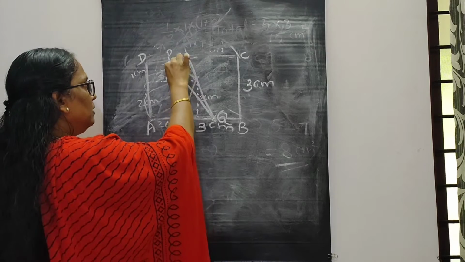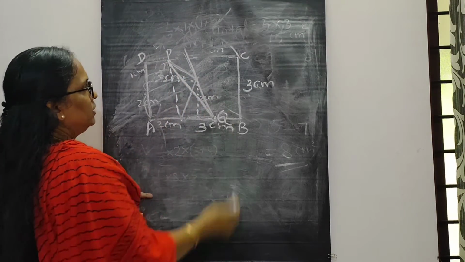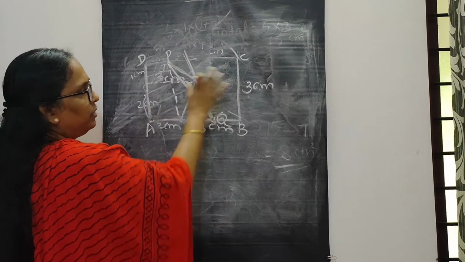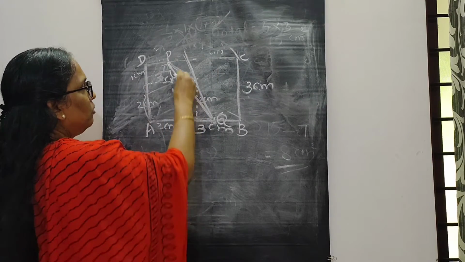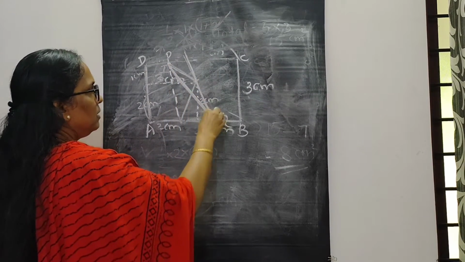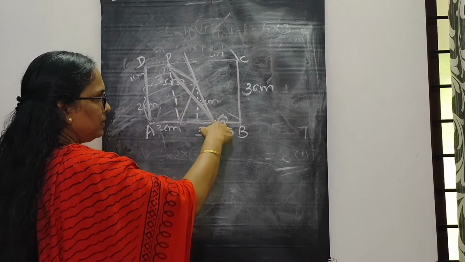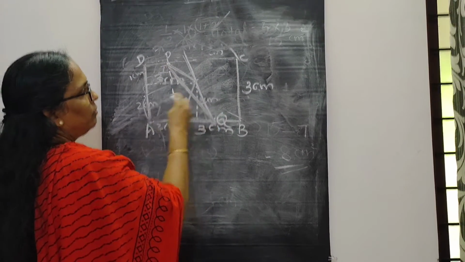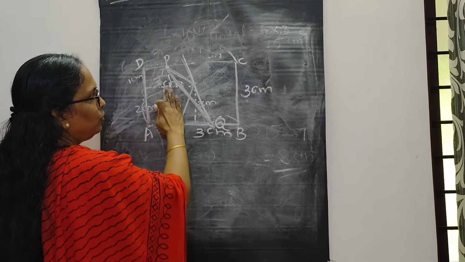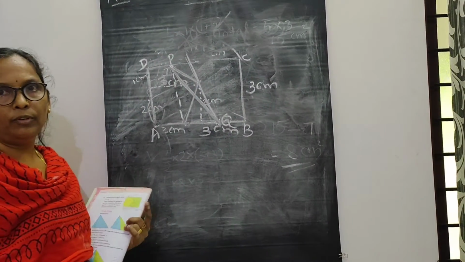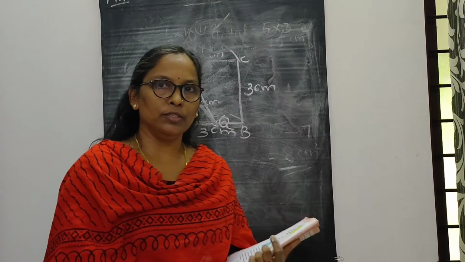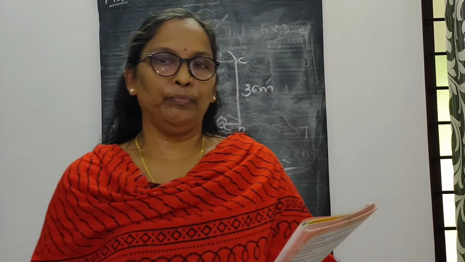This is a straight line which divides this rectangle into two parts. So you have to draw a line like this. Instead of this line, we can draw a straight line like this to divide this rectangle into two parts. Okay, so you have to do this question as homework.